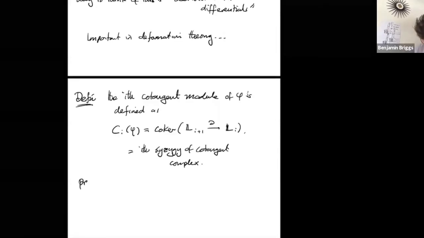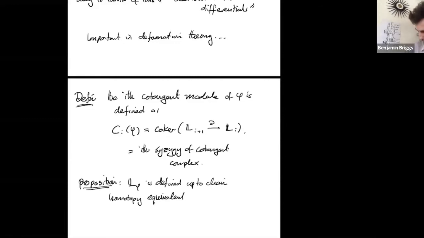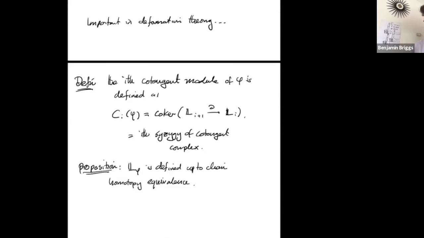So hopefully this next proposition clarifies things a bit and makes people feel better about what's going on. So firstly, this L phi, whatever it is, some complex of S modules, is defined up to chain homotopy equivalence. So this is the usual story: when you choose some resolution, you could have chosen a different resolution and you would have gotten a slightly different answer, but the answer you get would have been chain homotopy equivalent to your original thing. So just like doing normal derived functors.